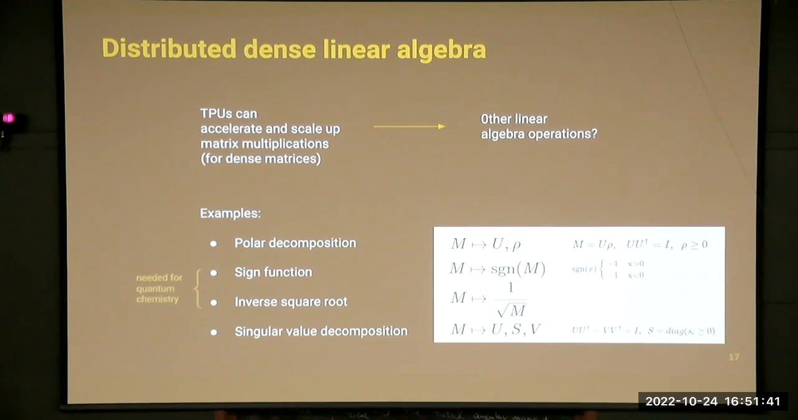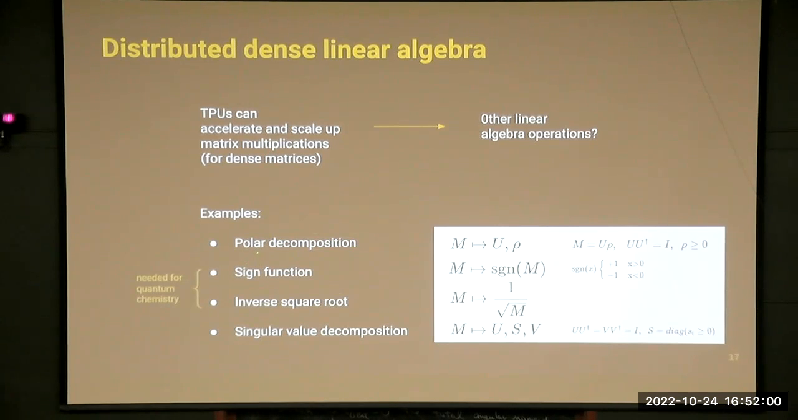That's the same, but with matrices. Instead of a complex space, now you have a unitary matrix, and instead of a non-negative number, you have a non-negative or positive semi-definite matrix. It turns out that just by multiplying matrices a number of times, you can get there. You can have a polar decomposition.